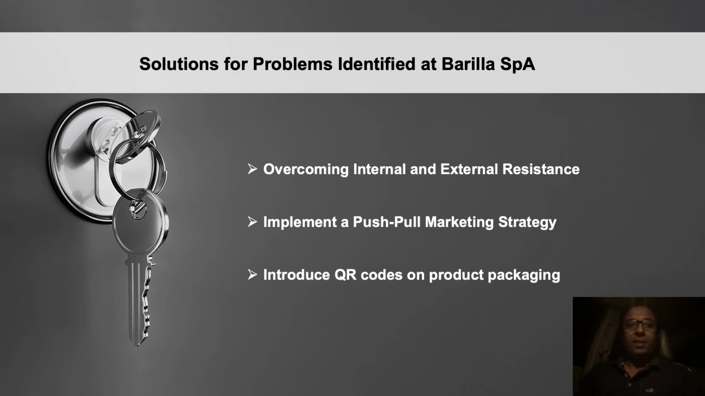In this section, we are going to look at the solutions for the problems identified at Barilla SpA. Firstly, we'll look at overcoming the internal and external resistance in implementing the JITD process. Then we'll look at implementing a push and pull marketing strategy. Finally, we are going to look at introducing QR codes on product packaging.